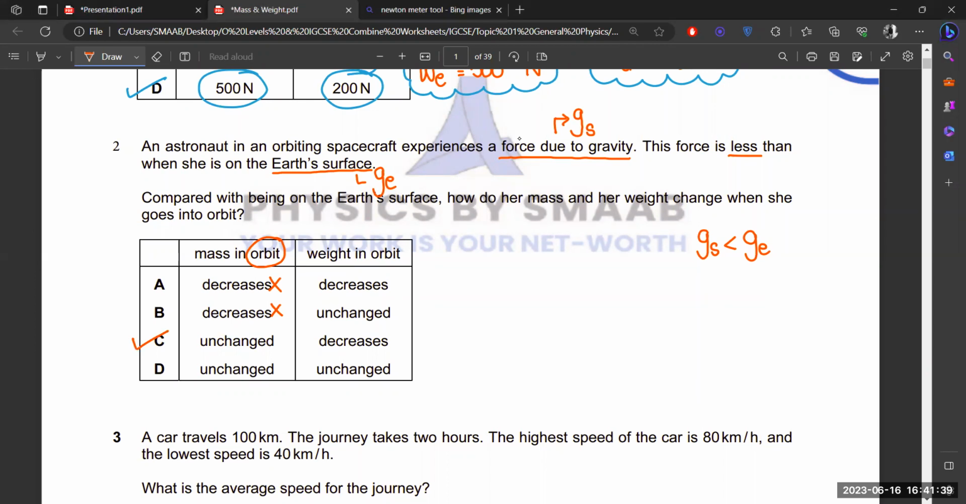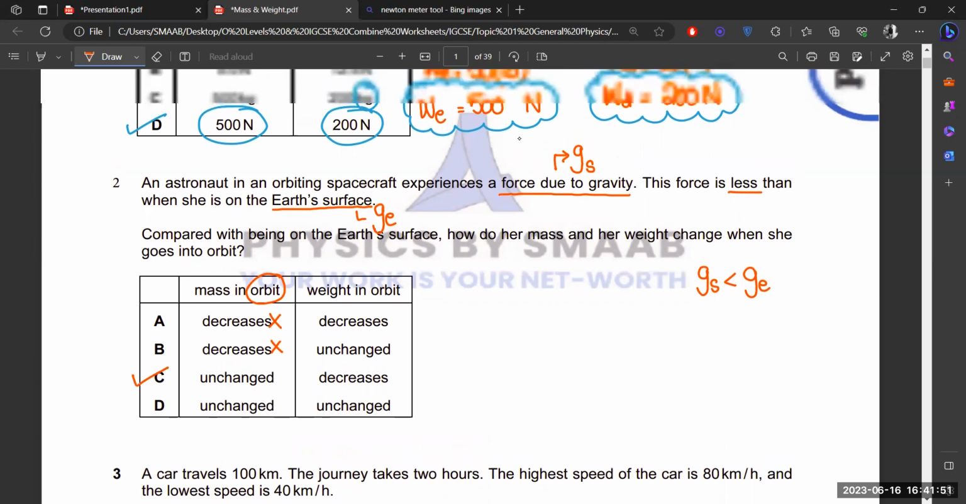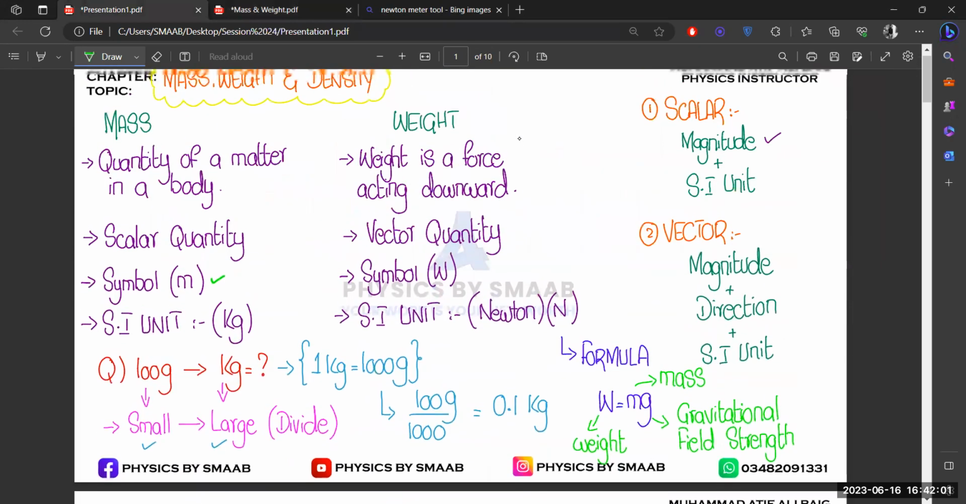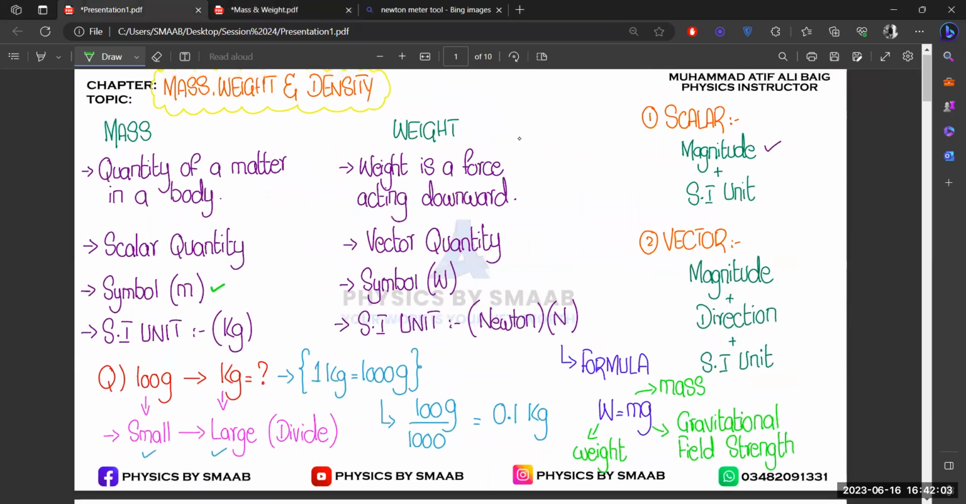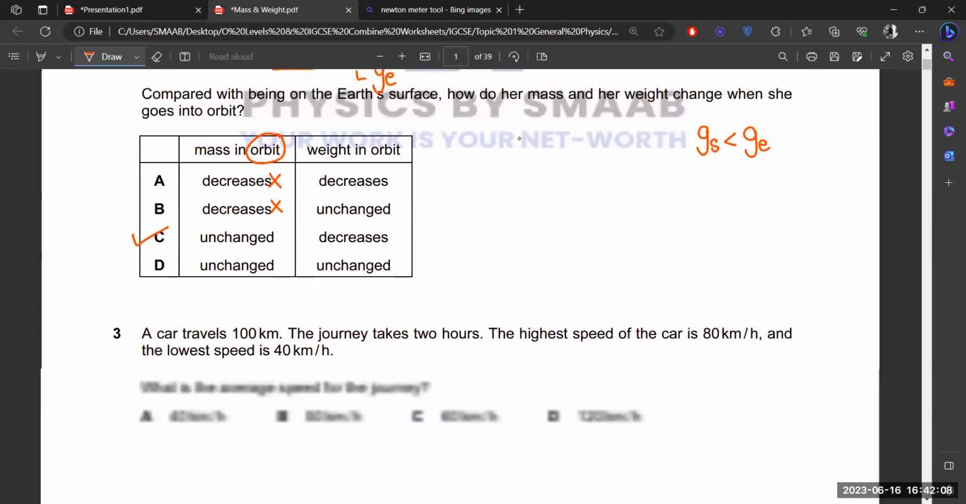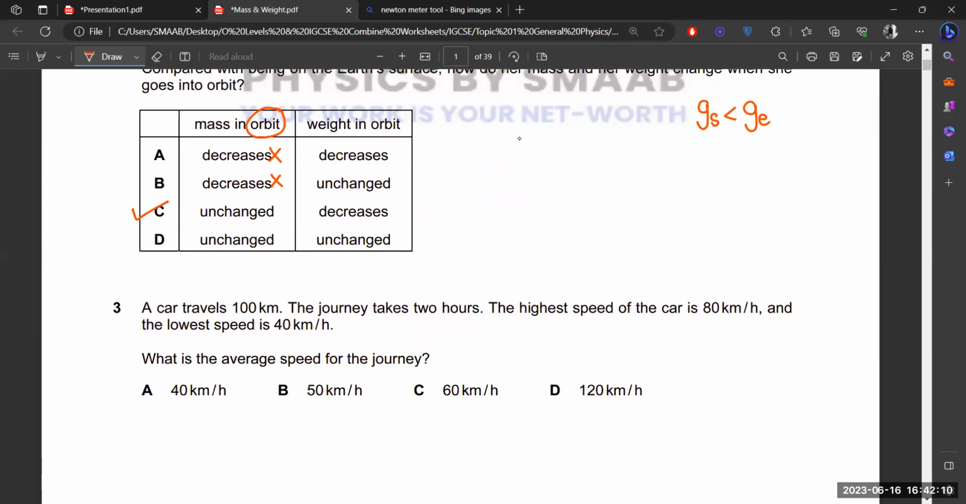Any confusion? No, sir. Okay. So basically, this is a concept between mass and weight. You always need to remember the basic definition and the basic concept of mass and weight, the formula, and the SI unit. These three things are very important for mass and weight. We will also solve some more questions, but all questions are related to the same concept in your exam, right?